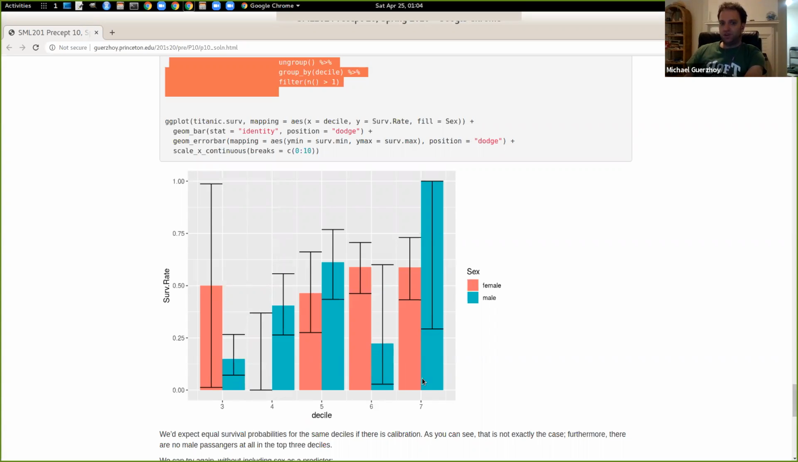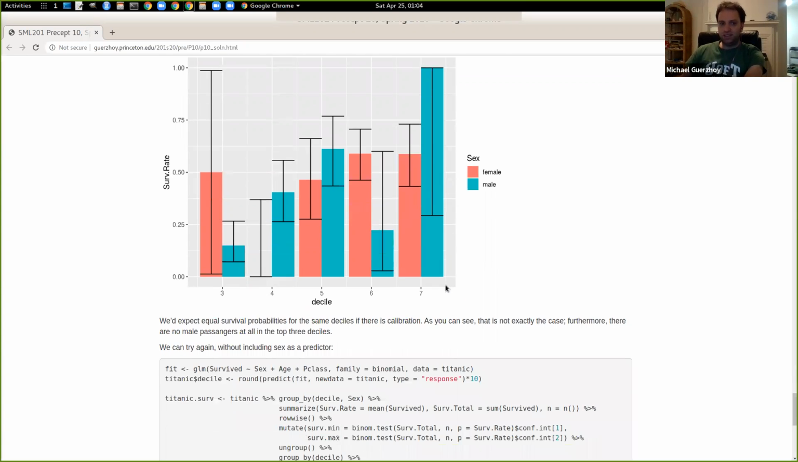The probability of surviving for the 7th decile should also be the same. Now, what you see is the confidence intervals here are so wide that you can never actually tell that the columns are genuinely different, and it's not just an accident that they look different. However, it seems suggestive that maybe there is not necessarily calibration.